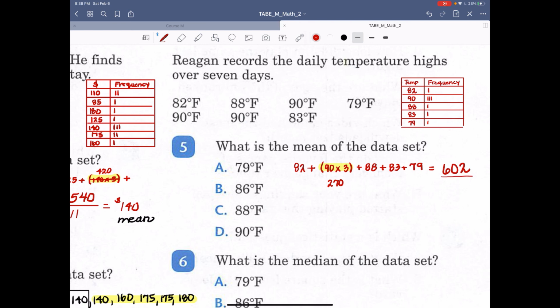And we have 7 days, so we're going to divide by 7. So 602 divided by 7 is 86. So the mean average temperature was 86 degrees. We had temperatures above that and we had temperatures below that. But the average, remember this is statistical, the average is 86.